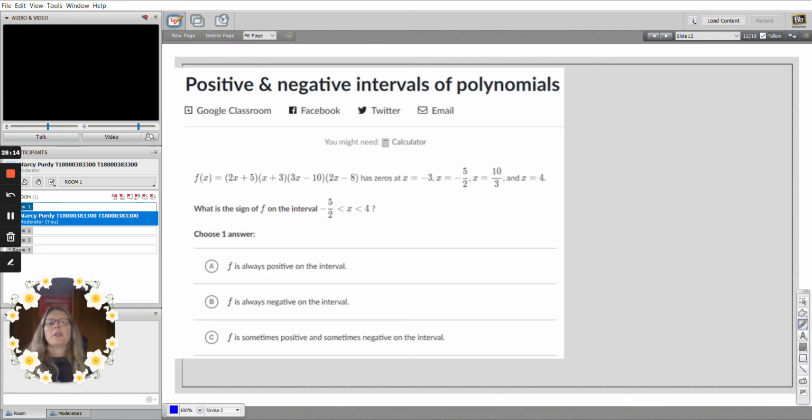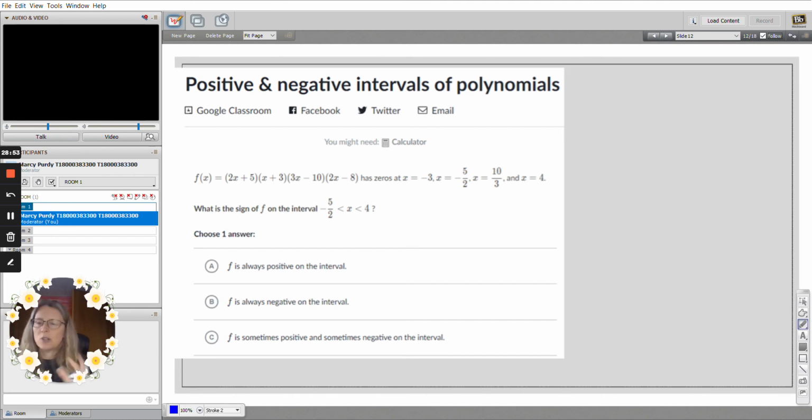All right, so let's take a look at this. The Khan Academy assignment that you're going to be doing on Monday has to do with positive and negative intervals like we just talked about. So it says f of x equals the quantity 2x plus 5 times x plus 3 times 3x minus 10 times 2x minus 8. It tells you what the zeros are for all of these, so you don't even have to solve those to figure out the zeros. They tell you the zeros are -3, -5/2, 10/3, and 4. They want to know what is the sign of f on the interval -5/2 less than x less than 4.